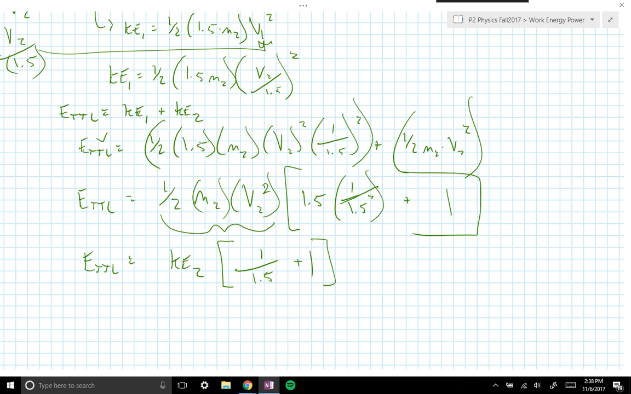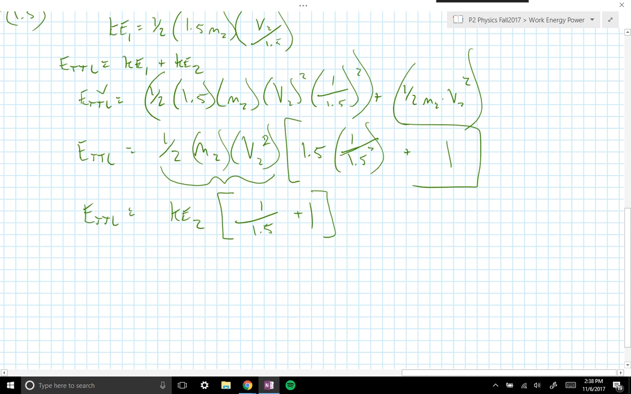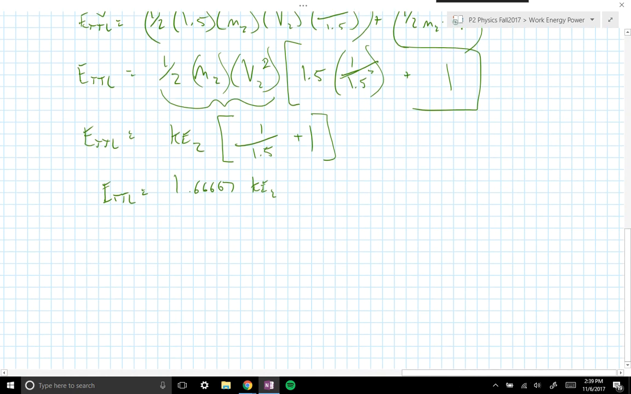Take the reciprocal: 1 divided by 1.5 equals, okay, plus 1 equals. So I'm reading here that the total energy is equal to 1.66667 KE2. Is that right? Yes. Okay. Remember, the original purpose was to find these KEs, right? I now know that KE2 is equal to the total energy divided by 1.6667. And I know this value, and that's a constant, so I can just plug that in.